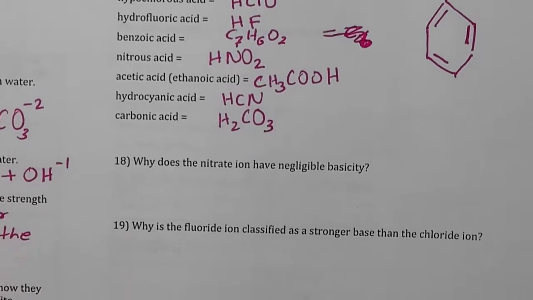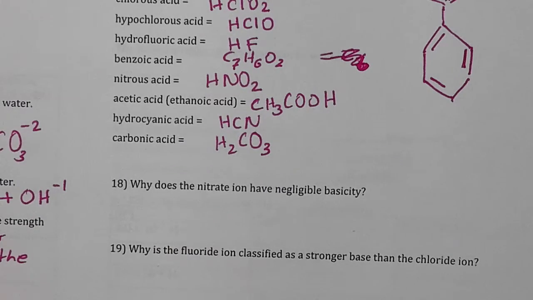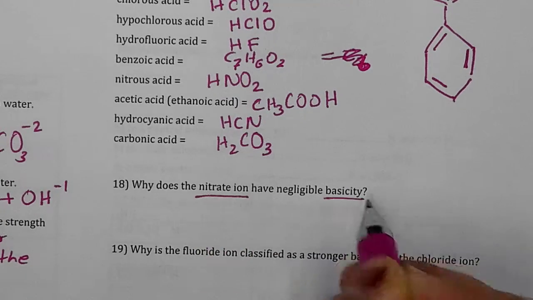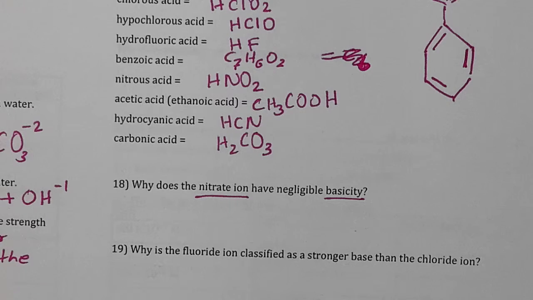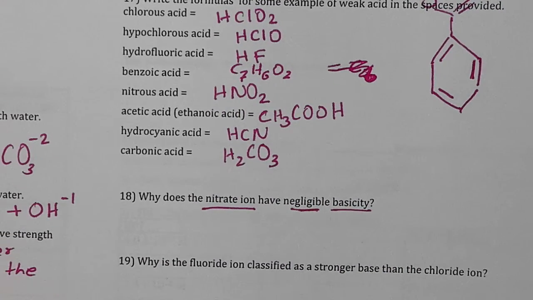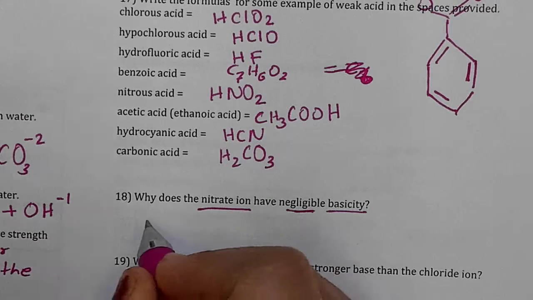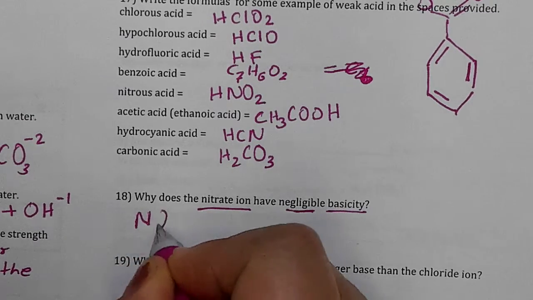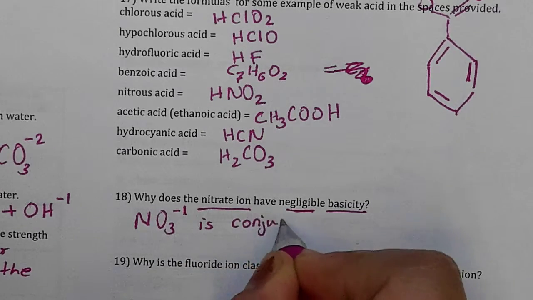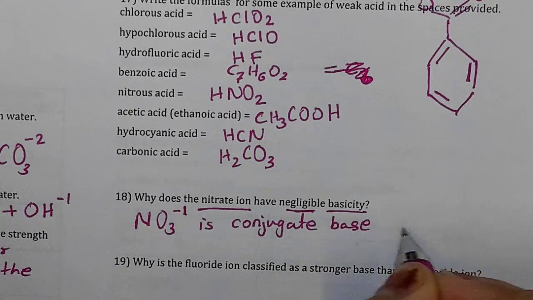Okay, so let's talk about a couple of other things. Nitrate ion has a negligible basicity, meaning we're telling you that nitrate ion is only somewhat basic. Why? Because it's coming from a strong acid, so that's why it's negligible. Negligible is a very small amount, right? Because nitrate, NO3-, is the conjugate base of a strong acid.